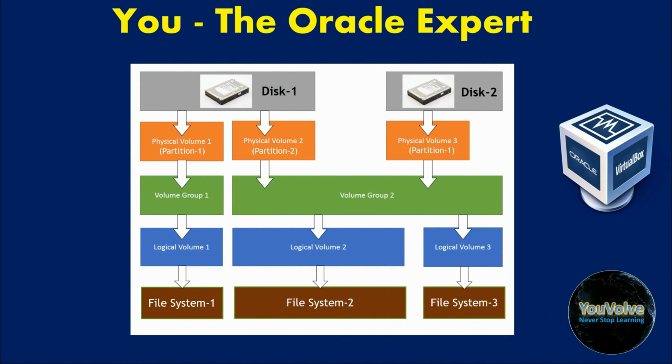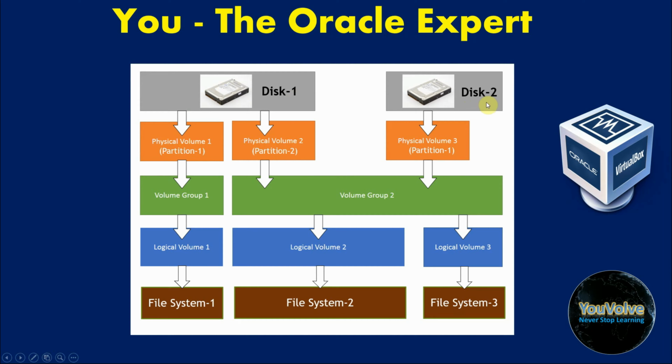To explain logical volume management, let's go through this picture which will explain the hierarchy. Say your server has two disks, disk 1 and disk 2. We can create partitions on disks. Say disk 1 has two partitions, partition 1 and partition 2. On top of those two partitions, we can create physical volumes. Say we create physical volume 1 on partition 1 and physical volume 2 on partition 2.